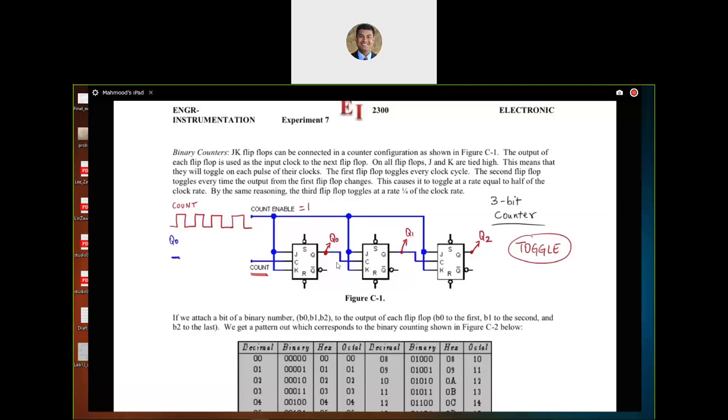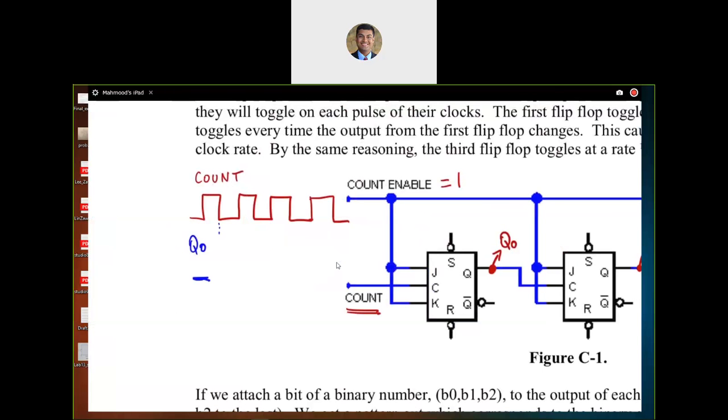So if my Q0 is starting at low and the first flip-flop is in the toggle state, when it sees the first negative edge of count, it is going to flip to 1. Next negative edge, it is going to toggle to 0. Next negative edge, it is again going to toggle to 1. Next negative edge, it is going to toggle to 0. And these transitions happen slightly after. So maybe I can simply take this and move it to the right a little bit, not too much.